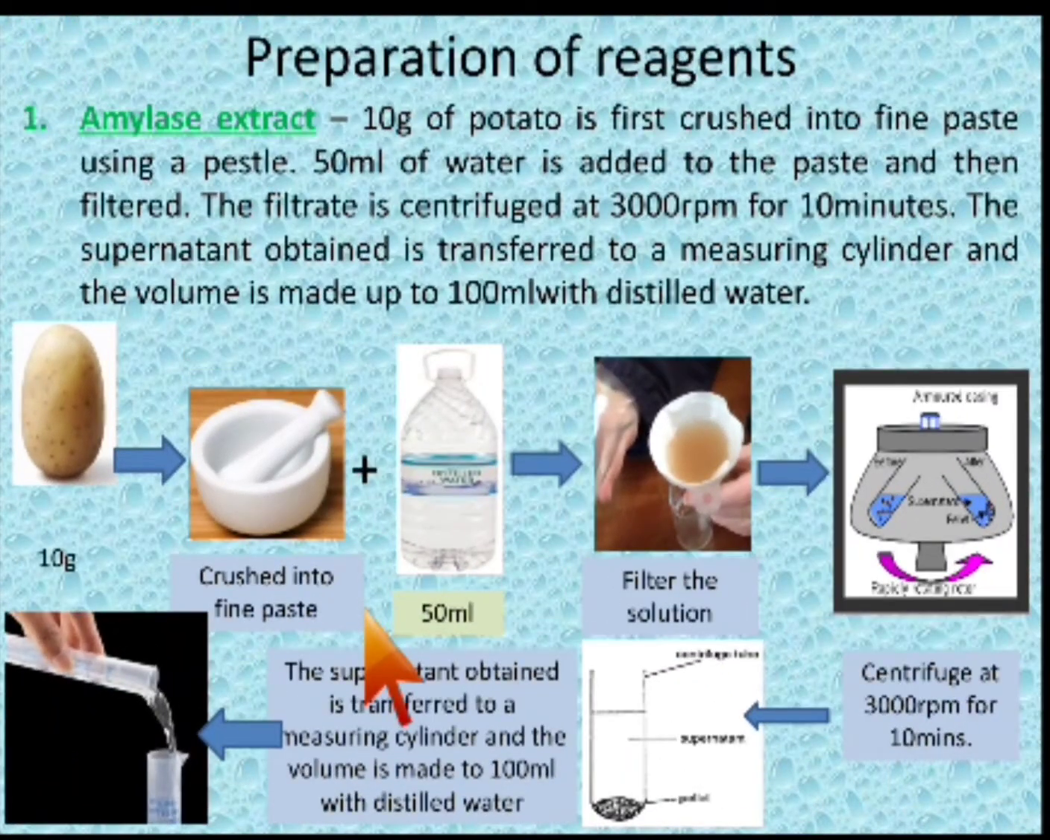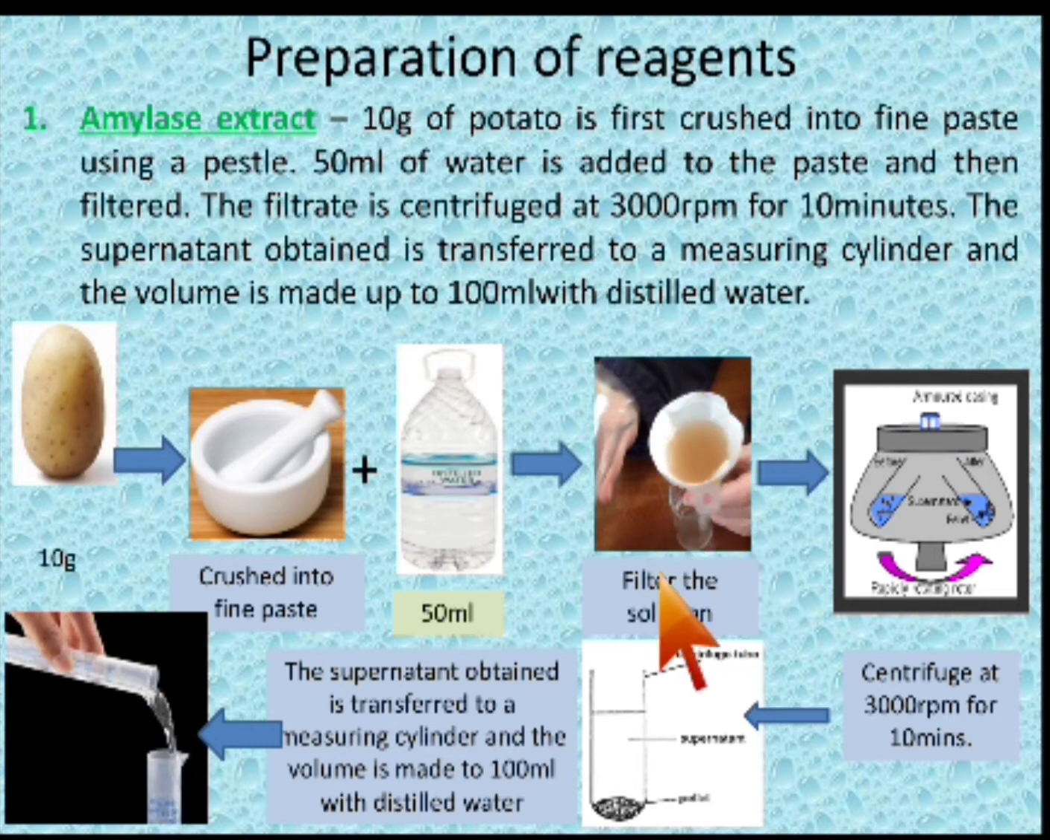Now coming to the preparation of reagents. The first one is the amylase extract. How will you prepare the amylase extract? We are going to take 10 gram of potato. This 10 gram of potato is first crushed into a fine paste using a mortar and pestle, and 50 ml of water is then added to the paste. And then after adding 50 ml of water, this solution is filtered.